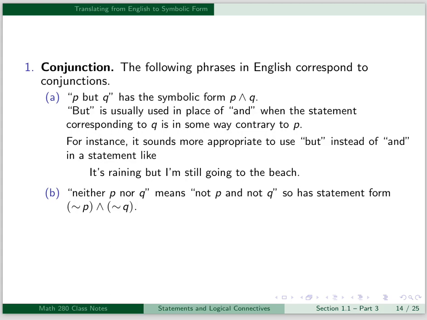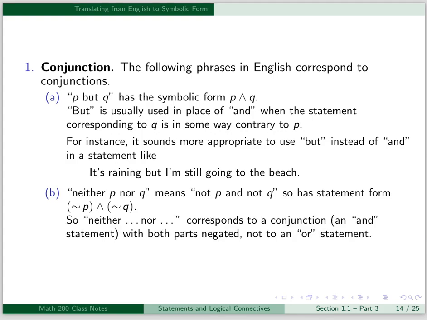Next, neither P nor Q means not P and not Q, so it has statement form not P and not Q, as shown. So neither nor corresponds to a conjunction, an and statement with both parts negated, not to an or statement.